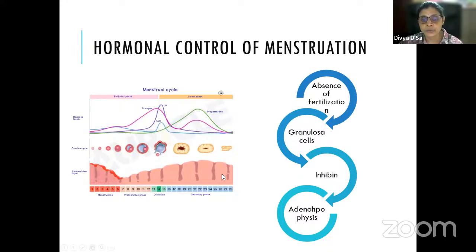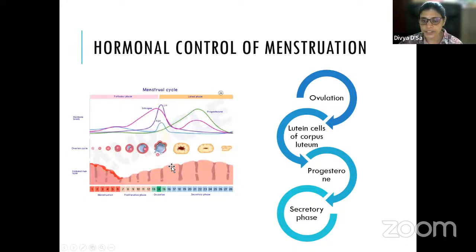Now, by this period, ovulation has occurred, progesterone is secreted, and it is in the secretory phase. So it is preparing the bed to receive the fertilized ovum, that is, the zygote, and for the implantation, it prepares itself.